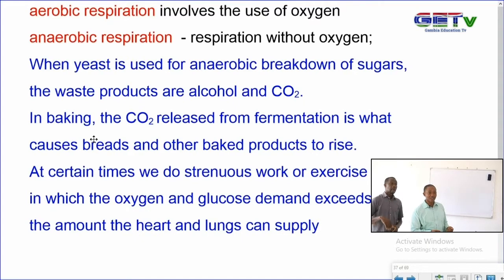Aerobic respiration and anaerobic respiration, very important. Aerobic respiration, we say it involves the use of oxygen. Anaerobic, without oxygen. Example, when we use yeast in anaerobic respiration, this is used when they want to break down sugar in the production of, in some instances, alcohol and so on. Now, the waste products that we get from the breakdown are alcohol and carbon dioxide.